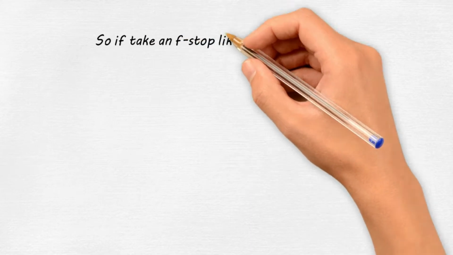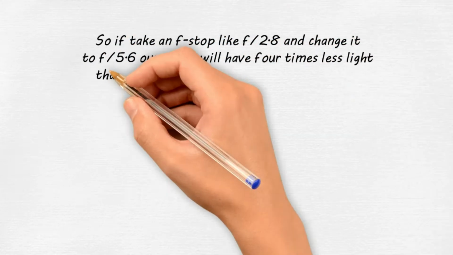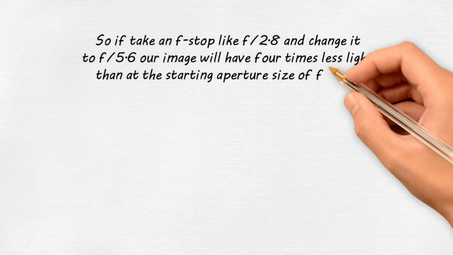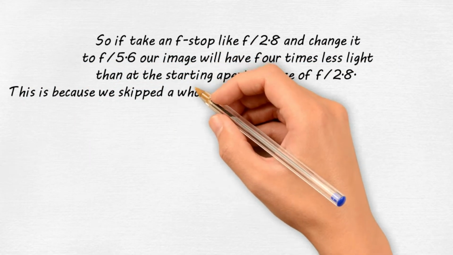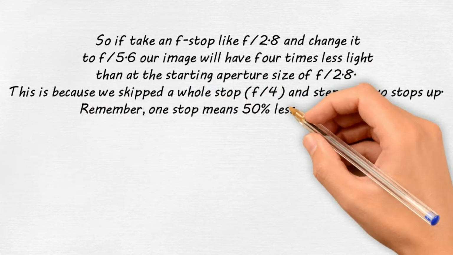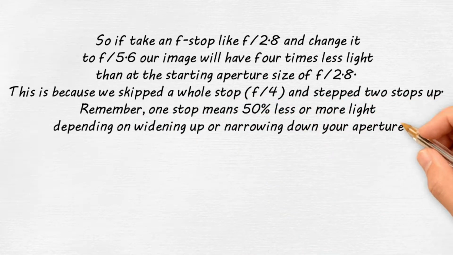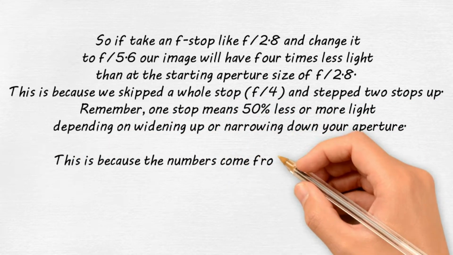So if we take an f-stop like f/2.8 and change it to f/5.6, our image will have 4 times less light than at the starting aperture size of f/2.8. This is because we skipped a whole stop, f/4, and stepped 2 stops up. Remember, one stop means 50% less or more light depending on widening up or narrowing down your aperture.